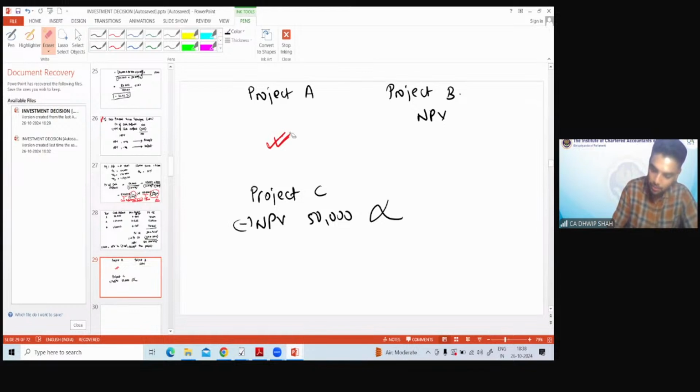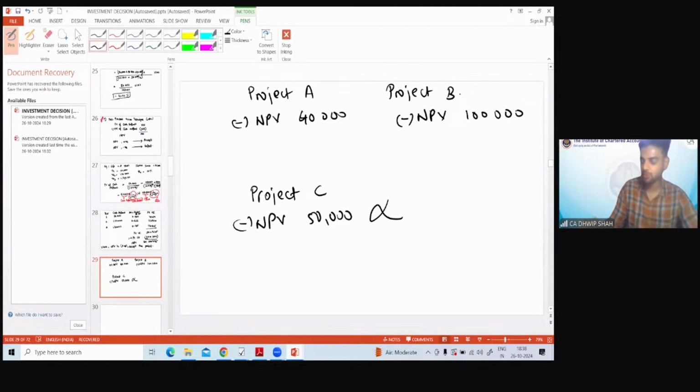Let's say all the projects have negative NPV. Negative NPV 40,000, negative NPV 1 lakh. Now tell me which project shall we go for? Which project should the company select? Tell me what is your opinion? A, reject all. What A?